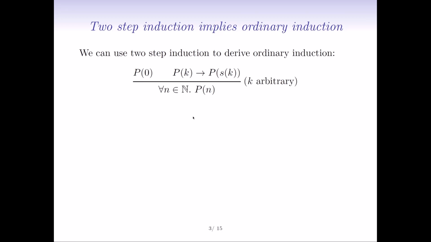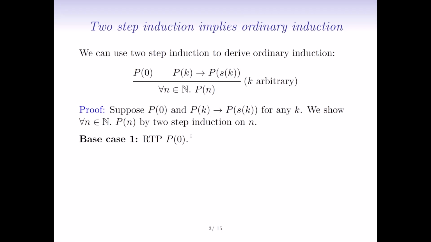So if I want to show that the ordinary induction principle is correct using two-step induction, I'm going to assume the two premises of this induction rule, and I'll show that I can derive the conclusion, which is for all natural numbers n, P of n, by going by two-step induction. So I'm going to assume the two premises of the rule, P of 0 and P of k implies P of s of k for any k. Those are what is given to us by one-step induction, and I'm going to show by two-step induction that P holds of all natural numbers n.